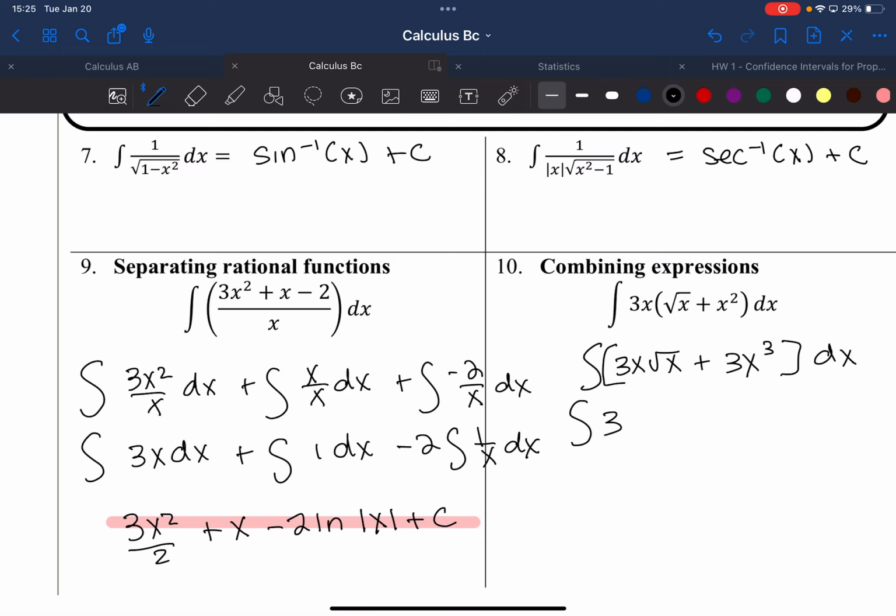Okay, bye guys. I'll see you tomorrow. I'm going to keep talking, though. I'm going to finish this one out.